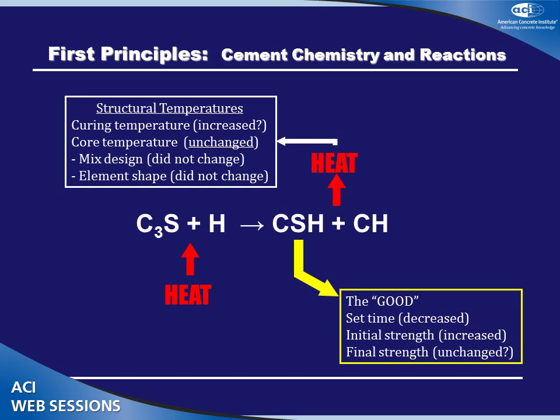But let's go back up here to the structural. First thing is my curing temperatures. Those are largely going to get increased because my ambient temperatures are there. Core temperature, though, interestingly, really is not affected by that because my mix design didn't change. My element shape didn't change. The core temperatures largely stay the same. So the translation here, the takeaway, is that it comes back to curing temperatures are largely impacted, which affects set times, which affect initial strengths.